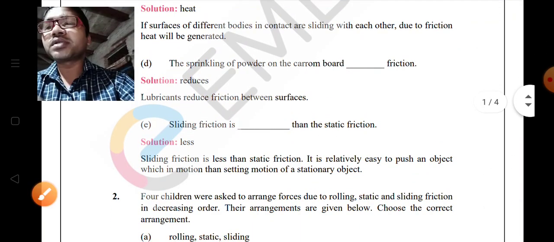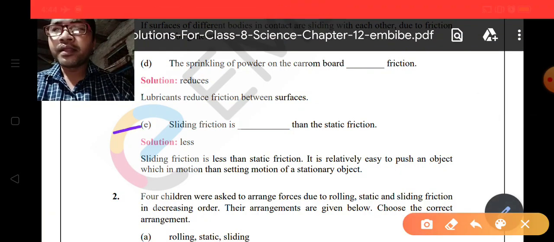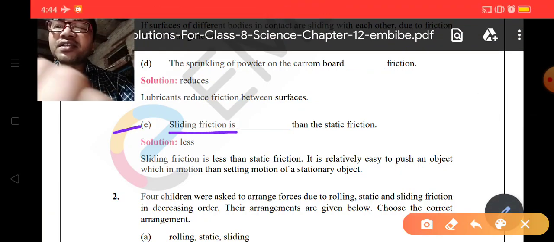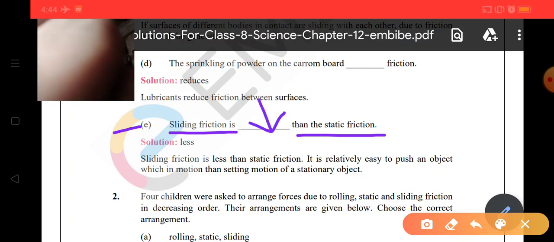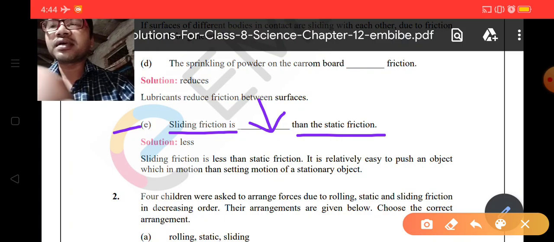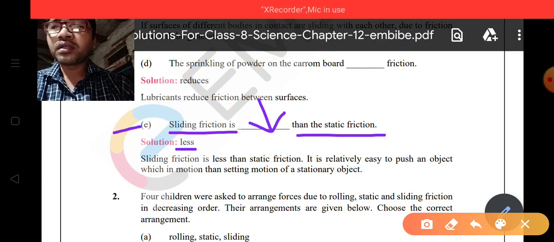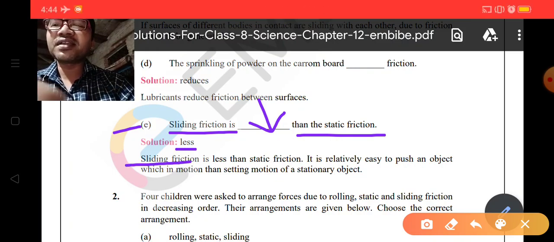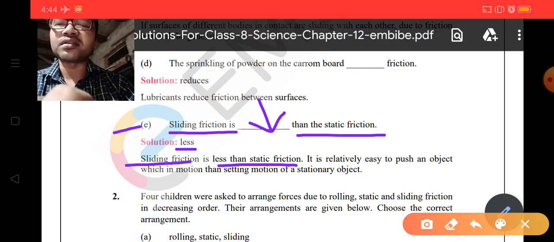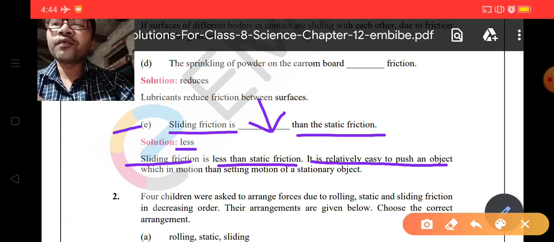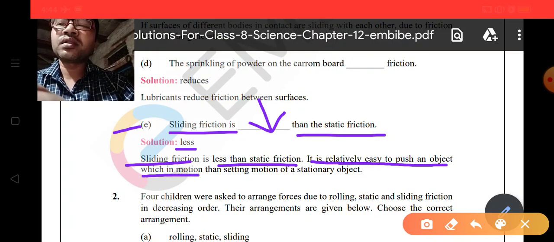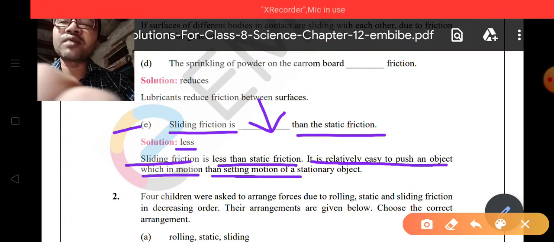Now next question is E. Sliding friction is less than the static friction. You have to fill here. So the answer is less. So sliding friction is less than the static friction. It is relatively easy to push an object which is in motion than setting in motion a stationary object.